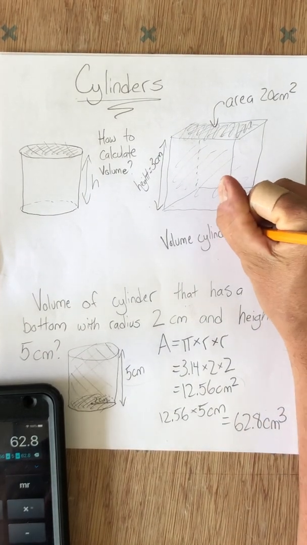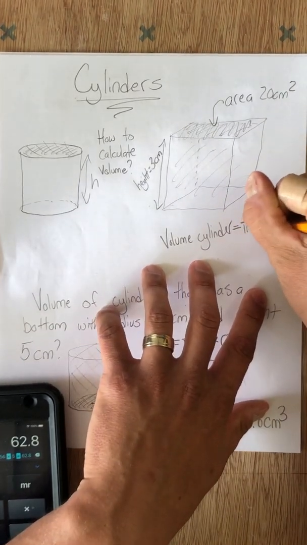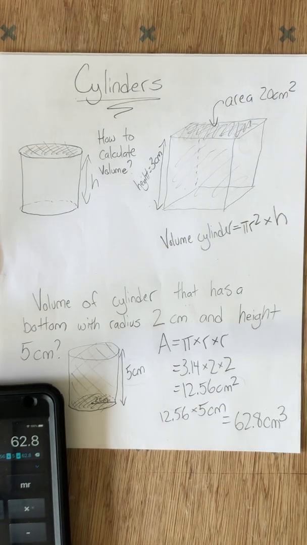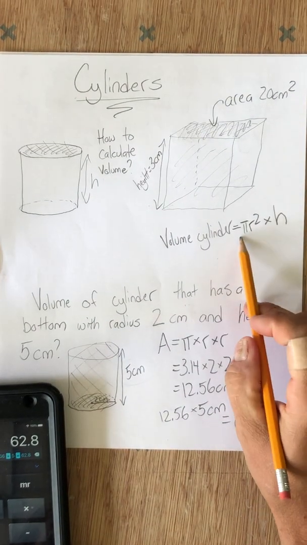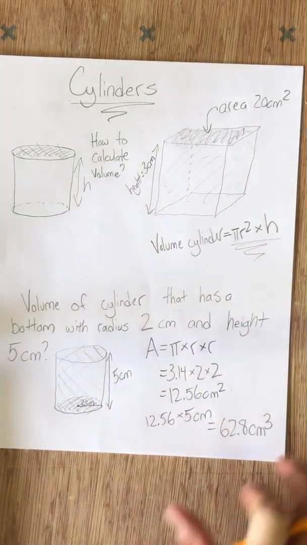So you could say my volume of a cylinder formula would be pi r squared times h, times height. You can think about that formula as really just finding the area of a base and multiplying it by the height. Okay, let's do another one.